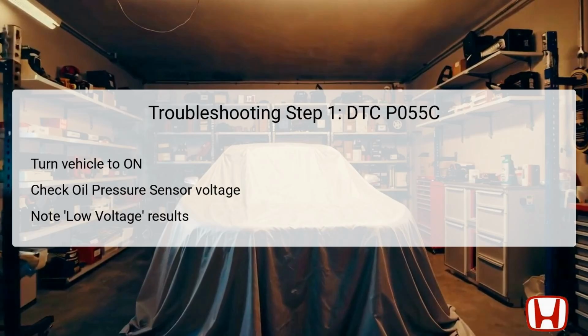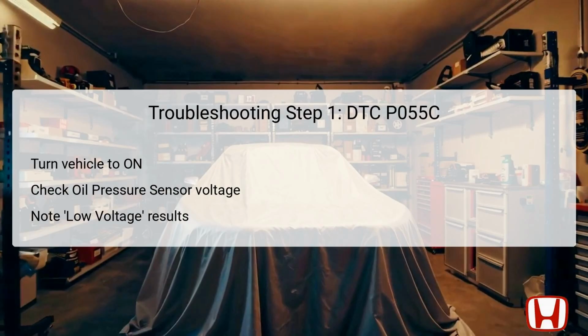The first step in troubleshooting DTC P055C involves turning the vehicle to the on mode to initiate the diagnostic process. This action powers the vehicle's systems without starting the engine, allowing for preliminary checks. At this stage, the technician should utilize the Honda diagnostic system, HDS, to check the voltage output from the rocker arm oil pressure sensor.